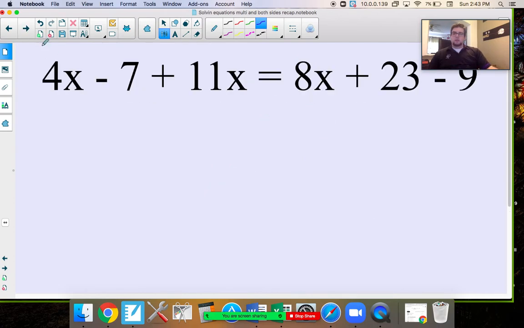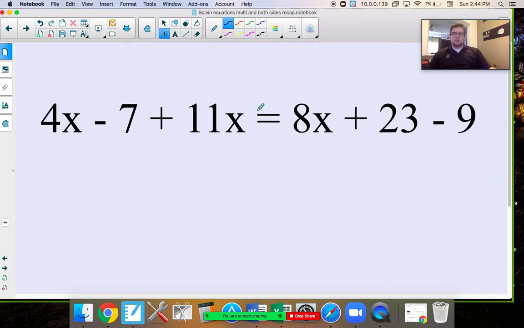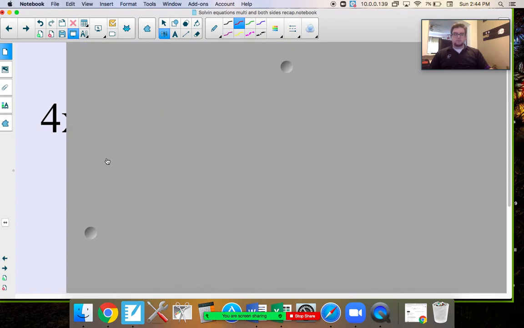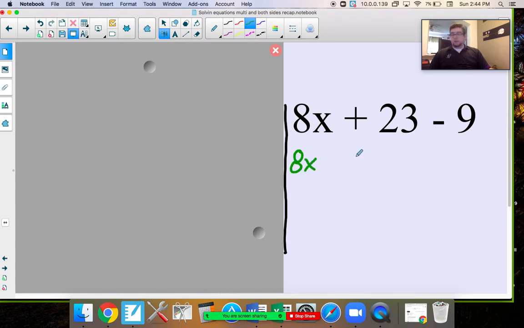All right, skip one. Let's make it a little bit more challenging. So like I said, before you even try to do anything, you're looking at this problem, you're like, all right, I'm going to subtract the 8x from the 11. I'm like, no. Before you do that, get this side simpler. On this side, I can put the 4x and the 11x together and get 15x minus 7. Check this side. I can put the 23 and the negative 9 together, so I still have the 8x. And 23 and the negative 9 gives me 14.